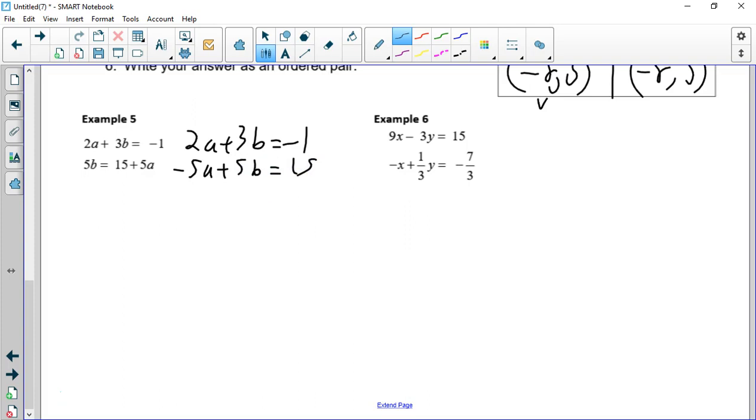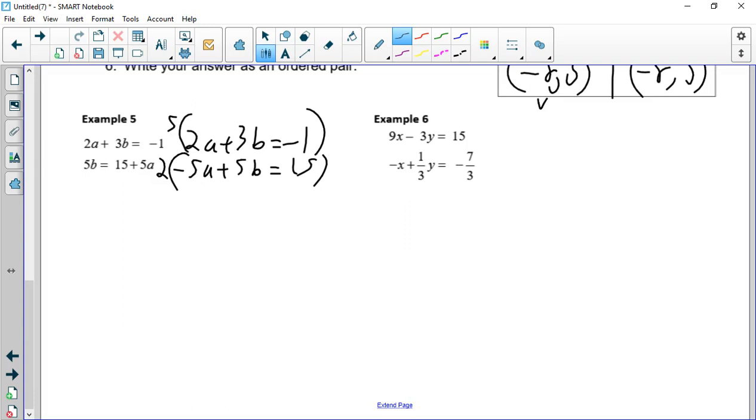Now, this is one where there's no way to make 2 become negative 5 or make 3 become negative 5. I mean positive 5. There's no way. So what you have to do here is multiply both and choose which one you want to eliminate. You want to get the a or the b. Now, since a already has a positive and negative, I'm going to go there. But it really makes no difference since you're multiplying. So what's the first number 2 and 5 go into? It's 10. So if I multiply this by 5 and this by 2, I'll get 10 and negative 10.